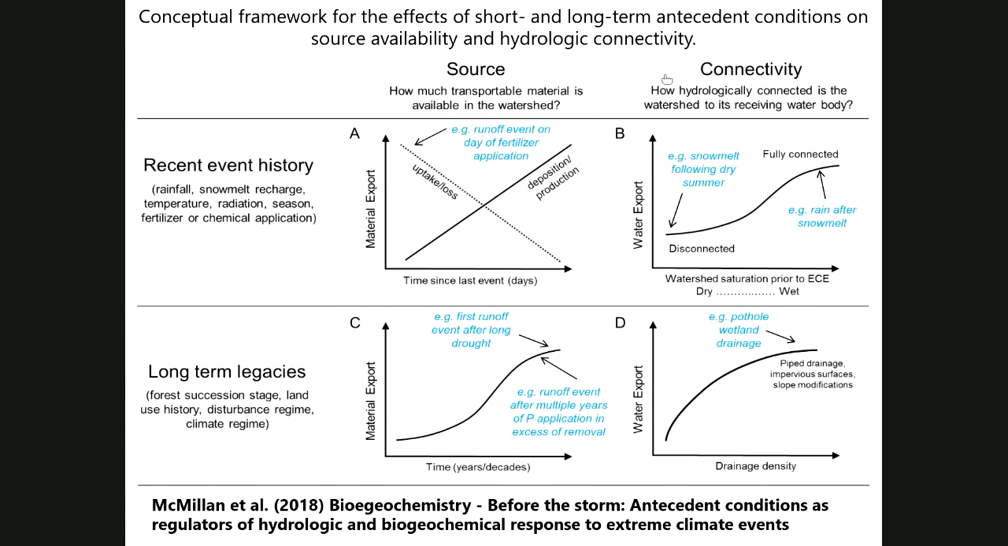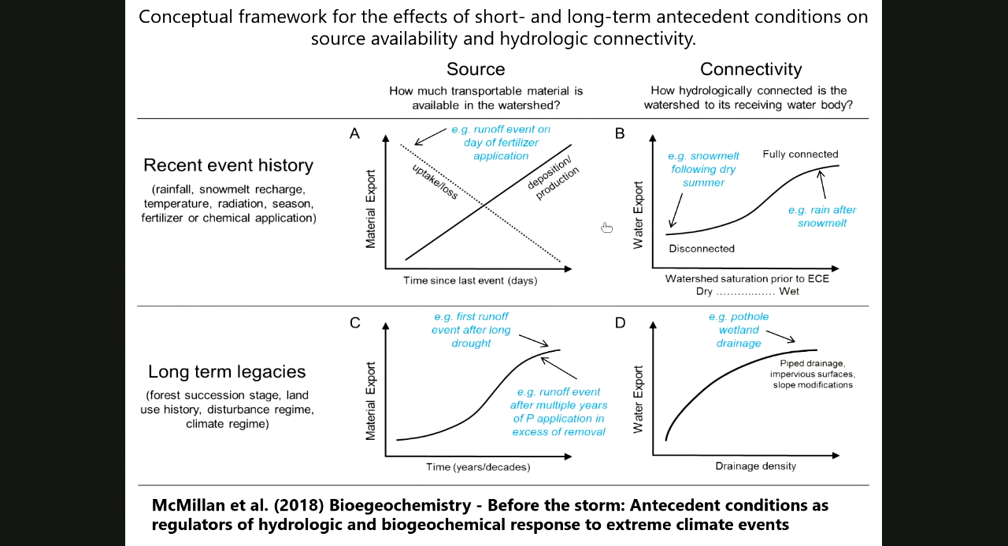The two left panels here describe changes in source as temporal functions of recent event history or longer legacies. And the two right panels describe changes in connectivity and water export with either short-term weather or long-term modifications to the drainage network. And then I've added a few regionally relevant examples to these panels just to provide some context.